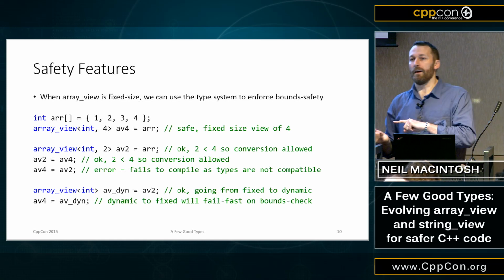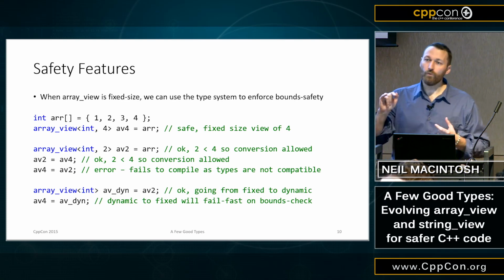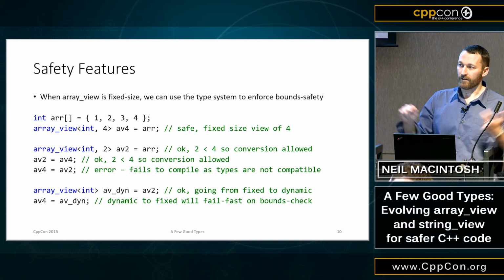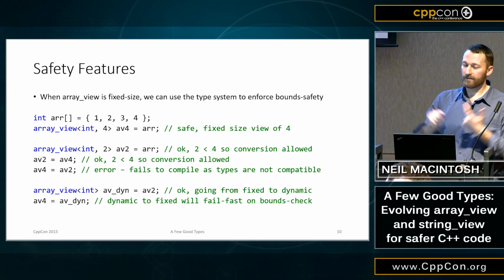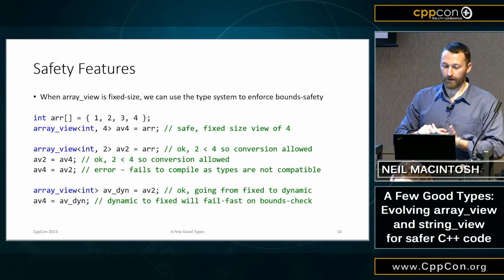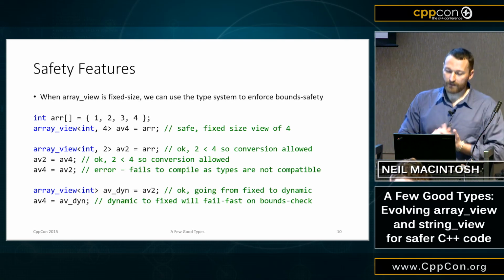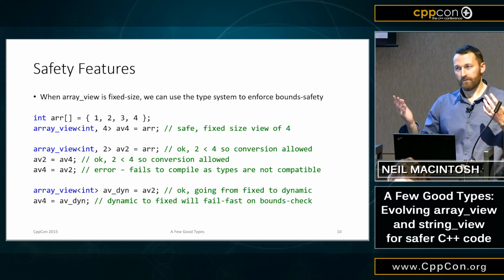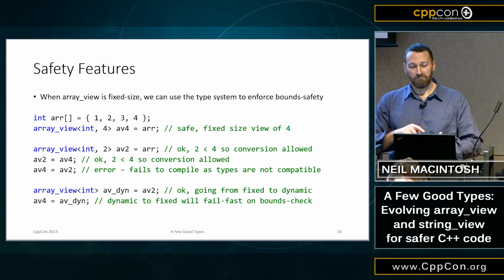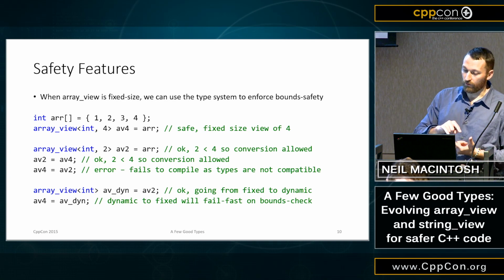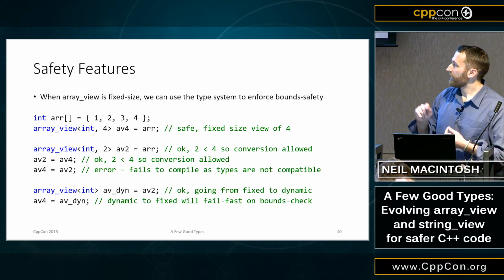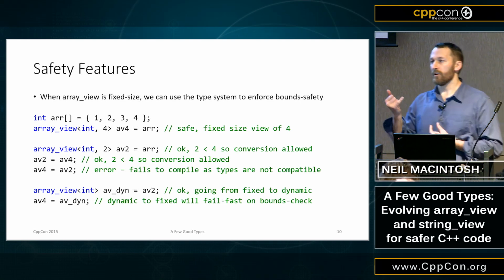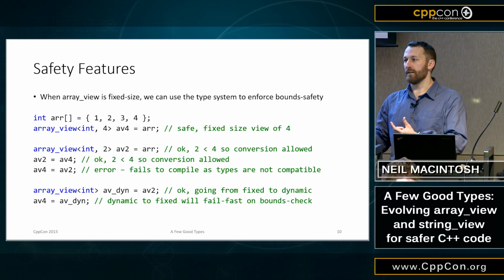I can't go the other way. So I can't assign my 2 integer array view into my 4 integer array view, which is in the middle there. It just won't compile. So it stops me doing something that would require me to overrun a buffer. And on the last line there, we see that I can go from a fixed view to a dynamic array view. It's quite useful in some contexts. What I can't do at runtime is go from a dynamic one to a fixed size one if the dynamic one isn't long enough to meet the requirements of the fixed size one.